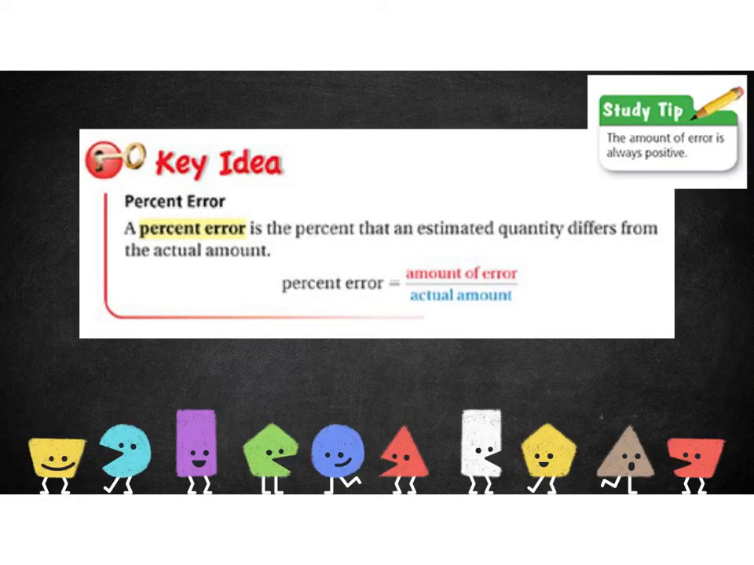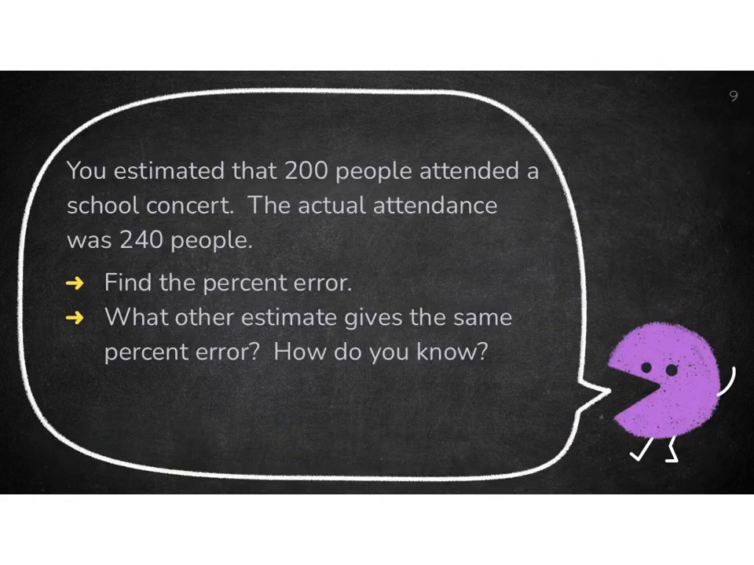The other kind of problem that we have in this lesson is called percent error. Percent error is when there's an estimate given and it's not exactly correct. We can determine the percent of error by using this formula. First, we'll find the amount of error by subtracting. We'll divide that by the actual amount, and then of course we again multiply by 100 to convert the answer to a percent. Here's our first example.